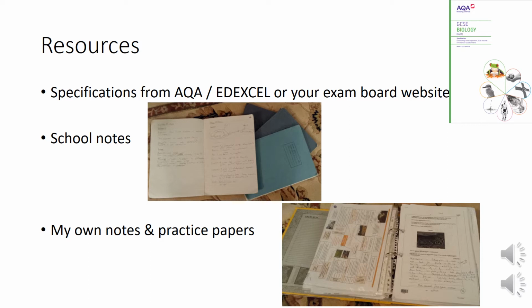During biology lessons, a teacher may get you to do work which you'd compile into your school notes over the course of your GCSE learning at school. And additionally, I made my own notes from resources which I'll be going into just now.